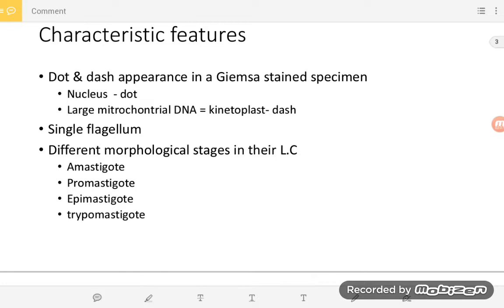When we look at the life cycle, there are so many morphological stages. Actually there are four: amastigote form, promastigote form, epimastigote form and trypomastigote form. But for each species, Trypanosoma cruzi, Trypanosoma brucei, and Leishmania species, the morphological stages may vary, right?